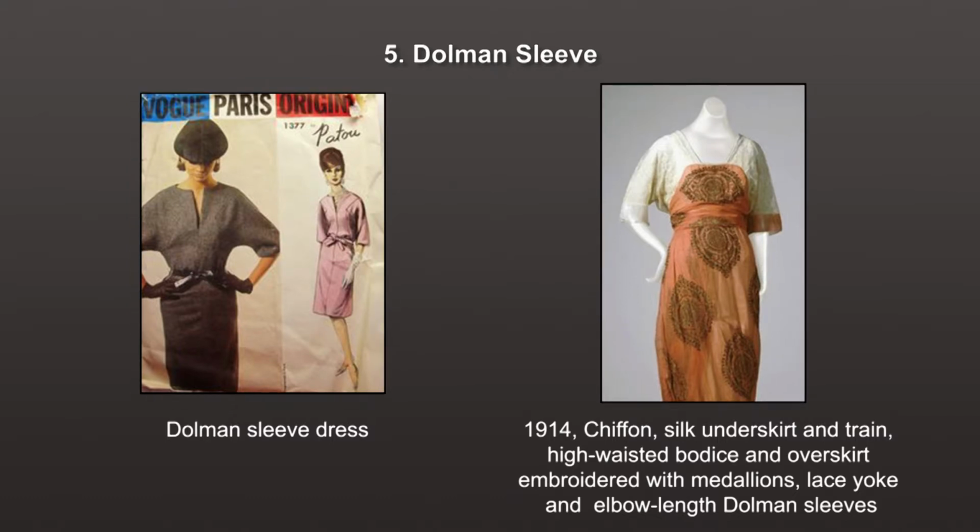The next image shows an outfit designed by Paul Poiret in 1914, made out of chiffon with a silk underskirt, a high-waisted bodice and an overskirt embroidered with medallions, lace yoke and elbow-length dolman sleeves.